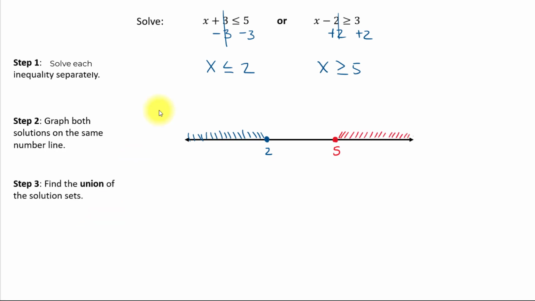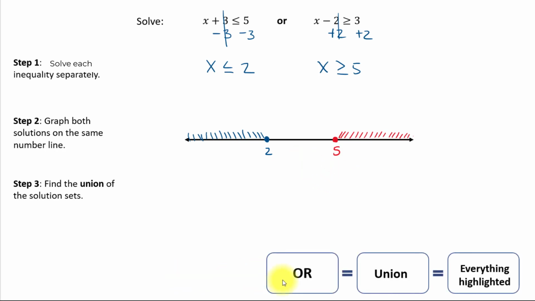And then to obtain the solution to the given compound inequality, I need to find the union of those two solution sets. In math, the union of two or more sets is a set that combines all values from all sets. So on the graph, the union will represent the highlighted portions of the number line. In other words, everything that's highlighted will be part of the solution. And this is how I like to think about it. If I'm solving a compound inequality with the word OR, that represents union of the individual solution sets.